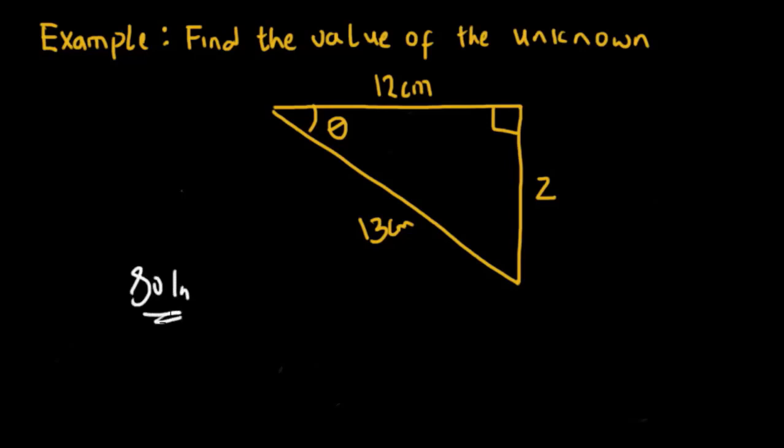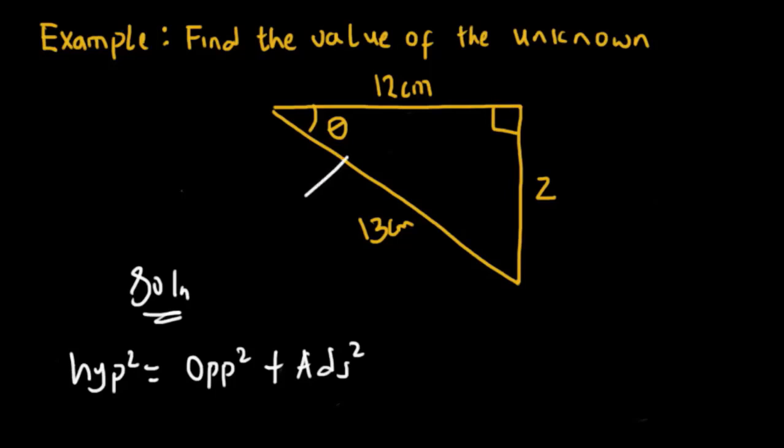By the theorem, we have the longest side, hypotenuse square, equals opposite square plus adjacent square. Now the next step is for you to name or label the sides. We said the side facing angle 90 is the hypotenuse. So this side is the hypotenuse.